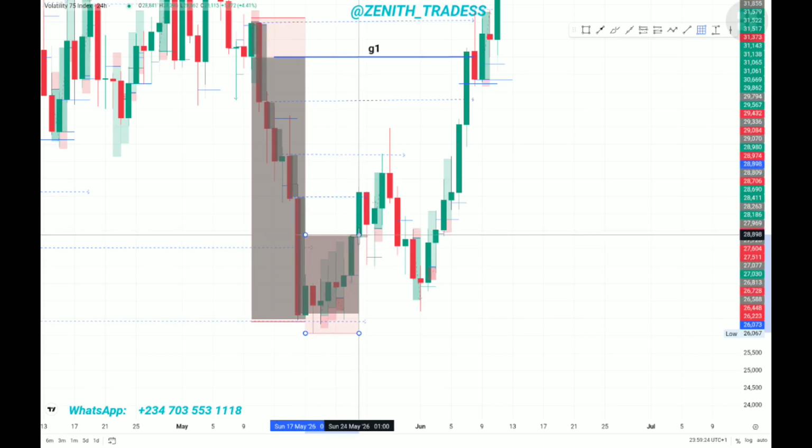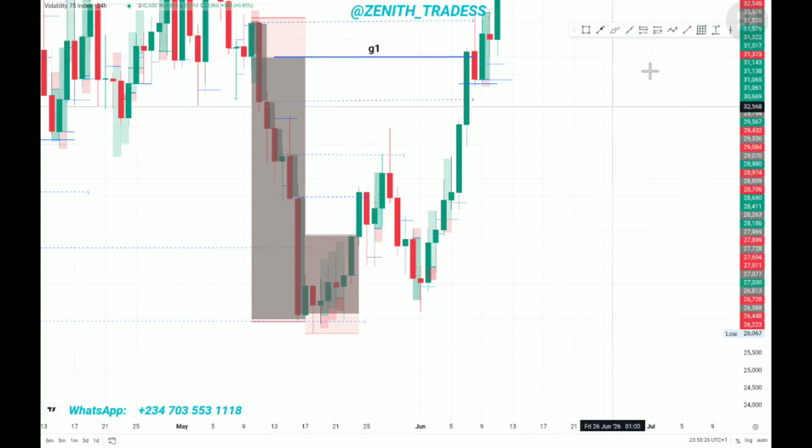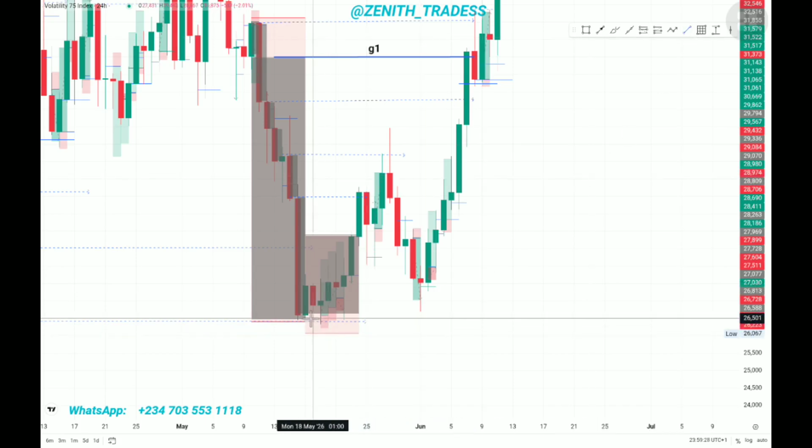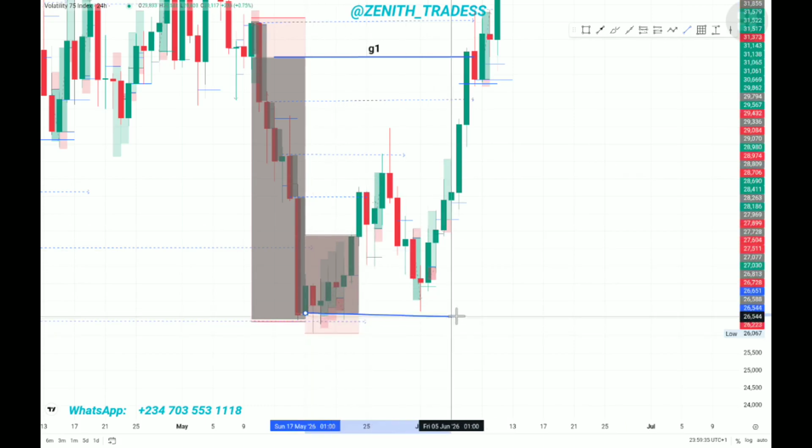This is the week. All right, it means the opening price was open, low, high, close. Look at the opening price here. This is the opening price.